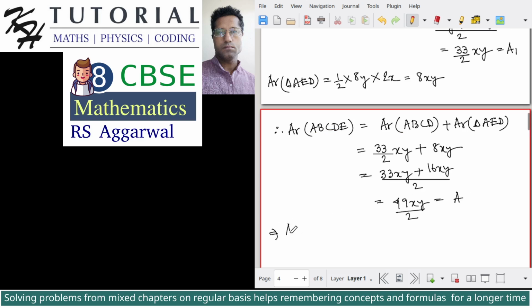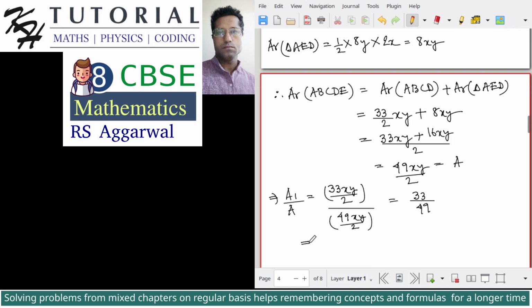So this implies A1 by A will be equal to 33xy by 2 divided by 49xy by 2. xy by 2 will cancel out from both the numerator and the denominator and the ratio will become 33 by 49. So this implies A1 is to A is equal to 33 is to 49.